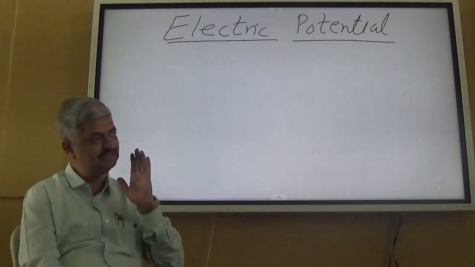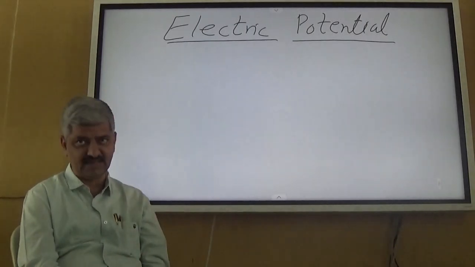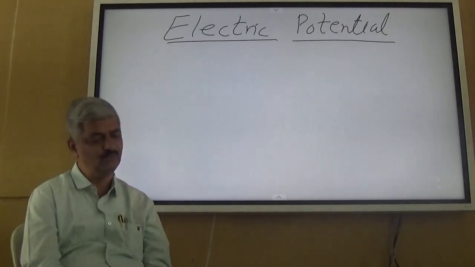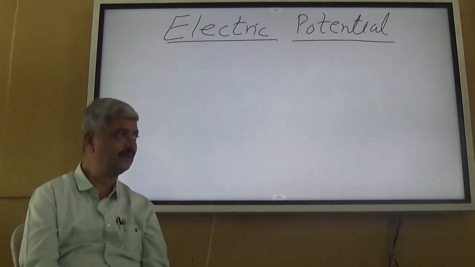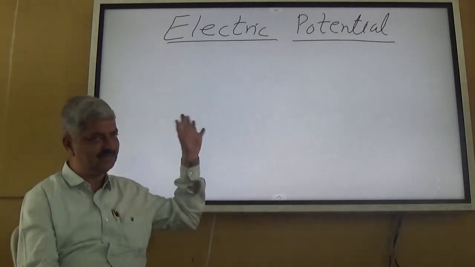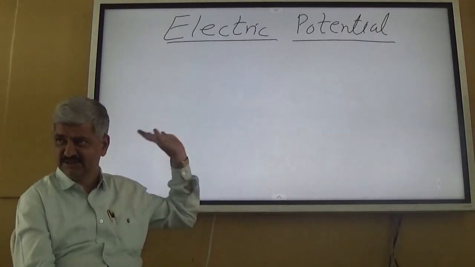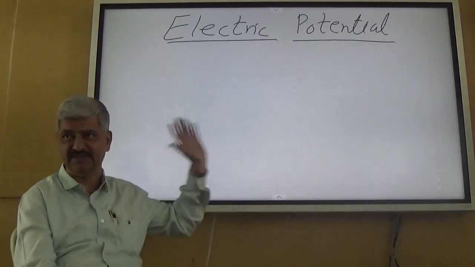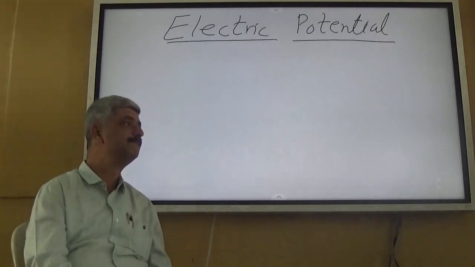The charges repel each other, like charges, unlike charges attract each other. There are two types of charges. Then we had gone through simple multiple point charges, that is very easy, that we need not discuss. But we took one example. Then line charge and surface charge, that we had gone through.